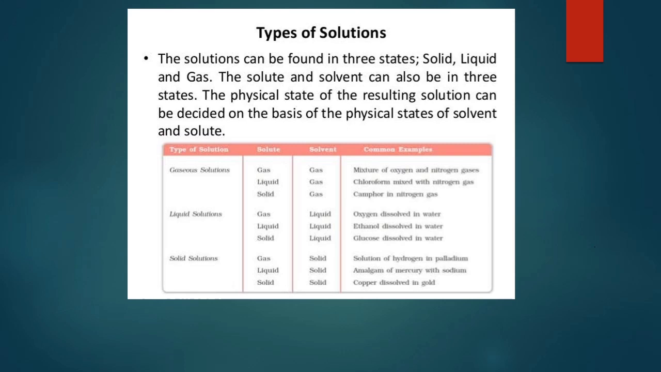Then solid in solid: copper dissolved in gold. Both are solid. Copper is in a solid state, gold is in a solid state. But here gold is the large amount. So that is the same thing. There are three types of solution: gaseous solution, liquid solution, and solid solution.